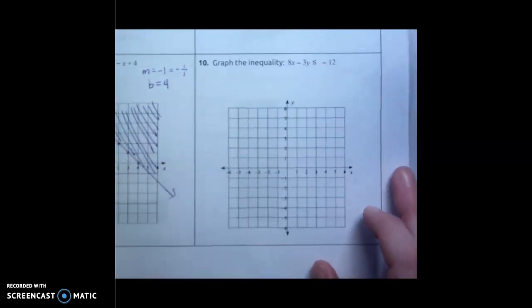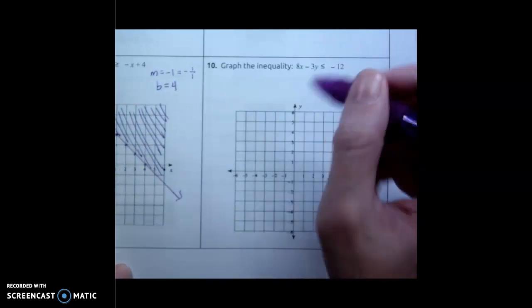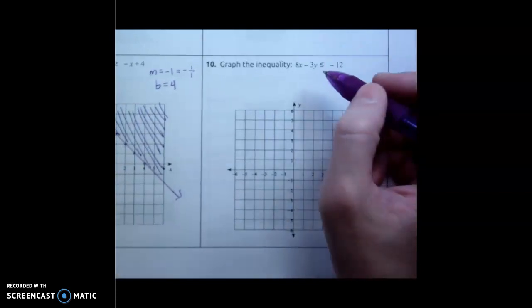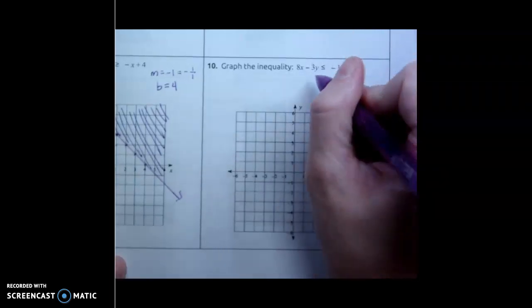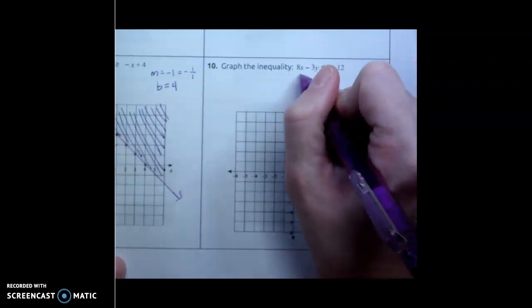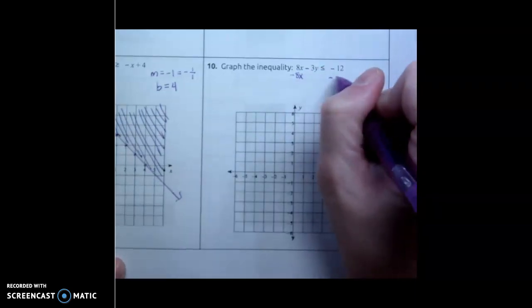All right. In order for us to graph this, we have to solve for y first. Okay? It's not that bad. We have been doing this for most of the year. So in order to solve for y, we need to get rid of this 8x. And we do that on both sides.